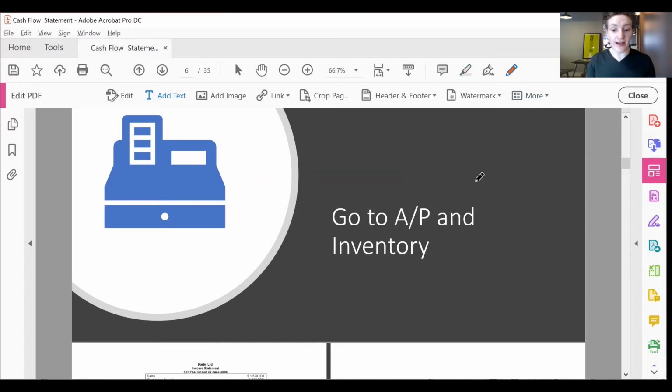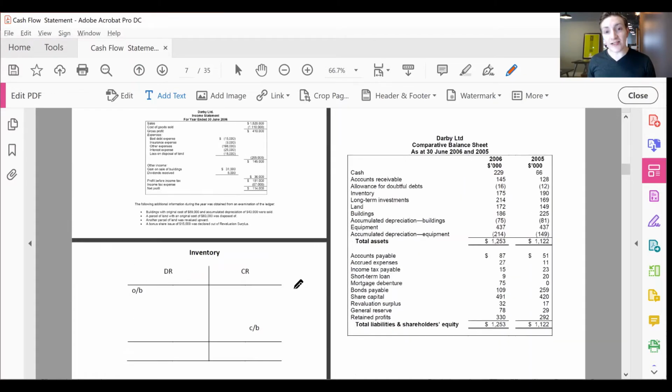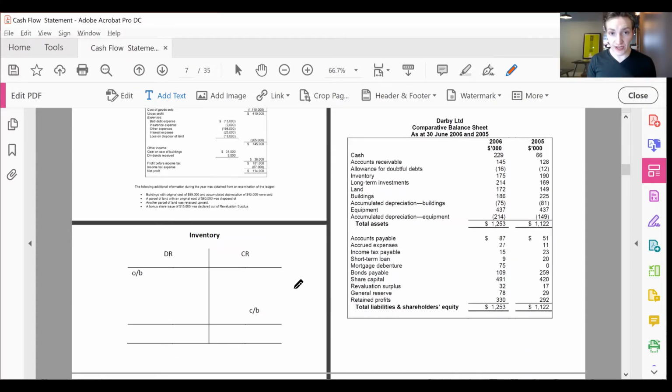Now these two are inherently interlinked because if we make credit purchases, then that's going to result in accounts payable. So the two need to be done to some extent hand in hand. So let's go through constructing these T accounts. So we can start off by constructing an inventory T account. As before, this is often going to be interlinked to accounts payable. But let's start off with the inventory T account.